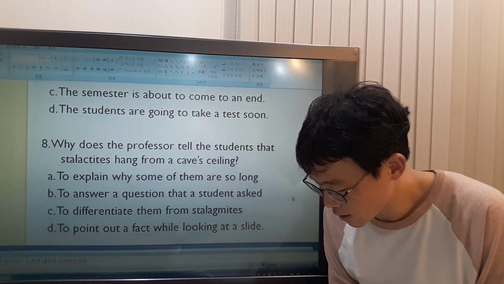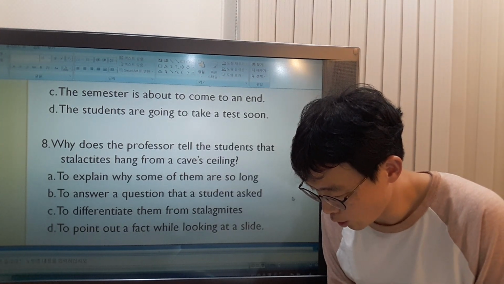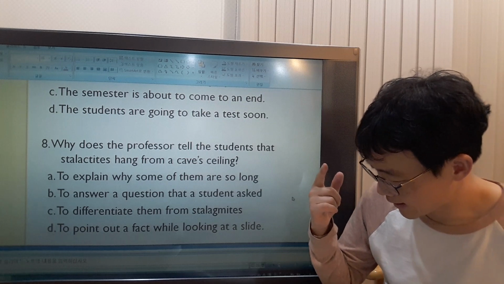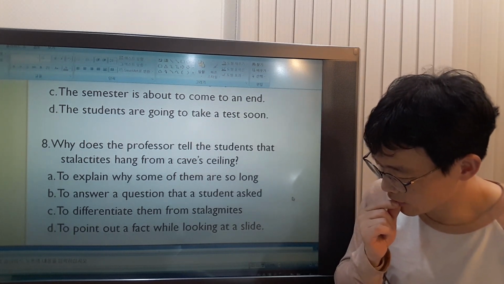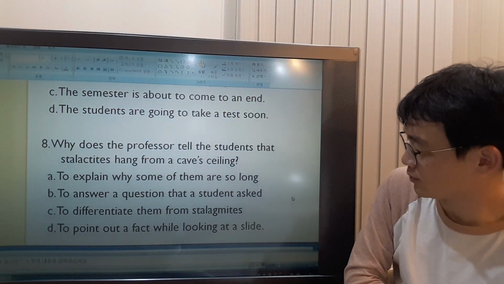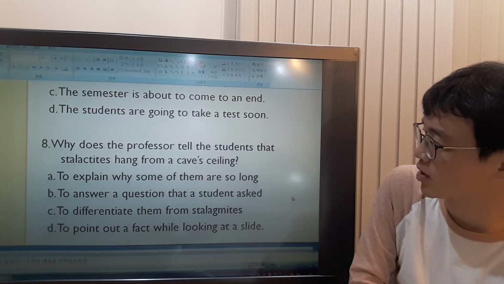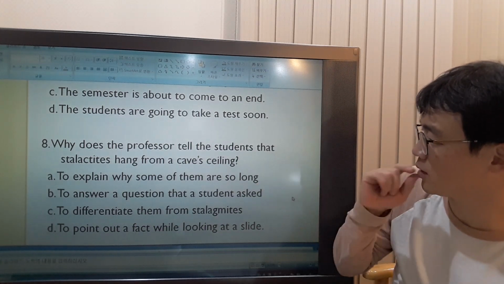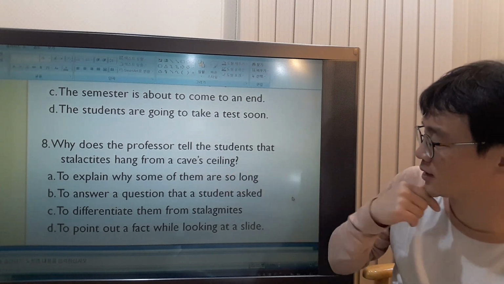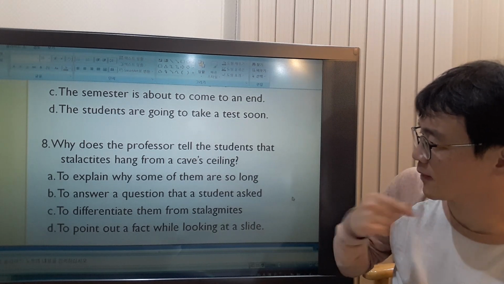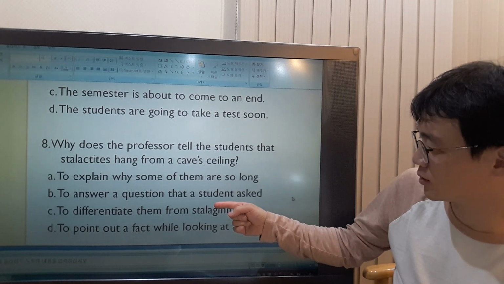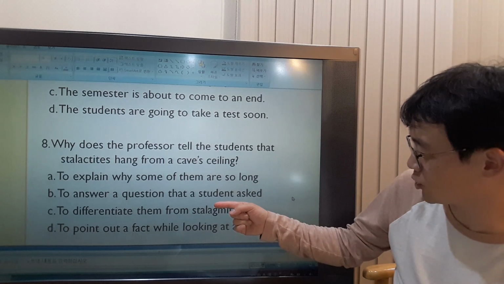When you get confused, just think of a stalactite holding tightly to the ceiling of a cave. So the one that is hanging from the ceiling is stalactite, and the one that sticks up from the bottom is stalagmite. Okay, let's look at other options. To explain why some of them are so long. This is not why she mentioned stalactites hang from a cave ceiling. To answer a question that a student asked. This is not answering a question that a student asked.